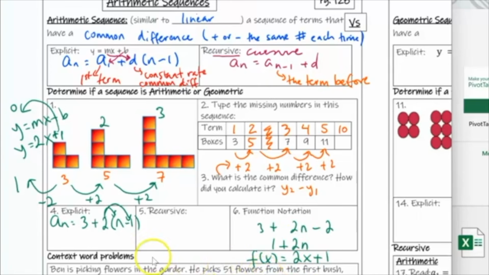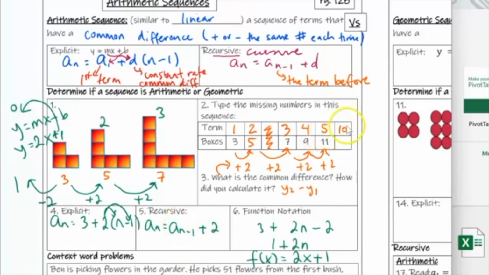Okay, so that's function notation. Let's take a look at recursive. So looking at my recursive one right here, we're going to write a sub n is equal to the one before plus my common difference. So it's the one before, which is a sub n minus 1. My common difference is 2, so it's just plus 2.